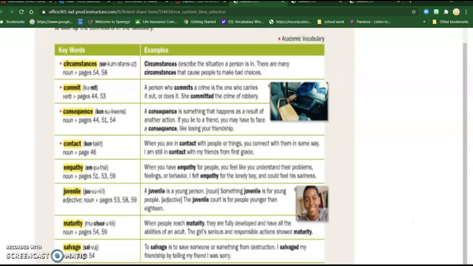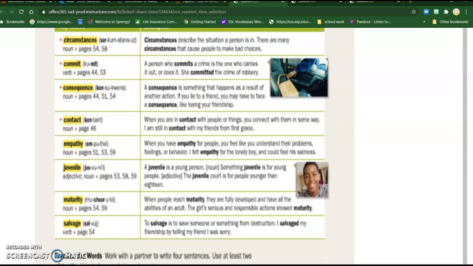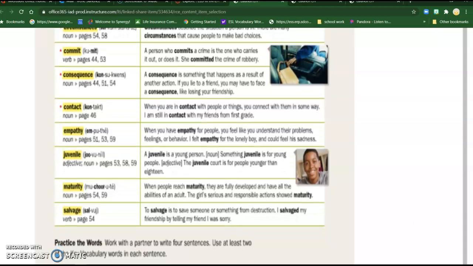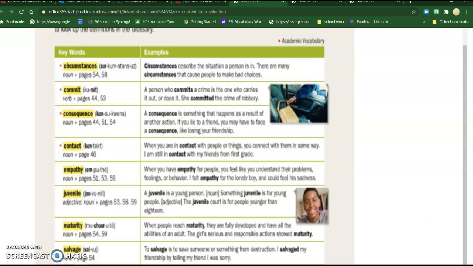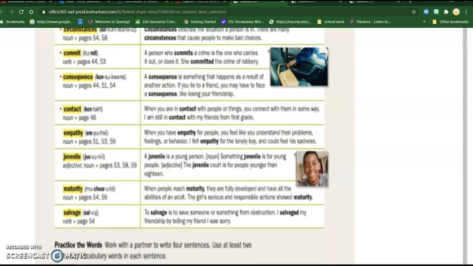Word number 2 is commit. A person who commits a crime is the one who carries it out. So commit is actually to do something. Something you do is something you commit. It's very different than, "I commit to eating healthy," which is kind of like a goal. This is the action of committing. It's a verb, so you want to make sure that you use this word correctly.